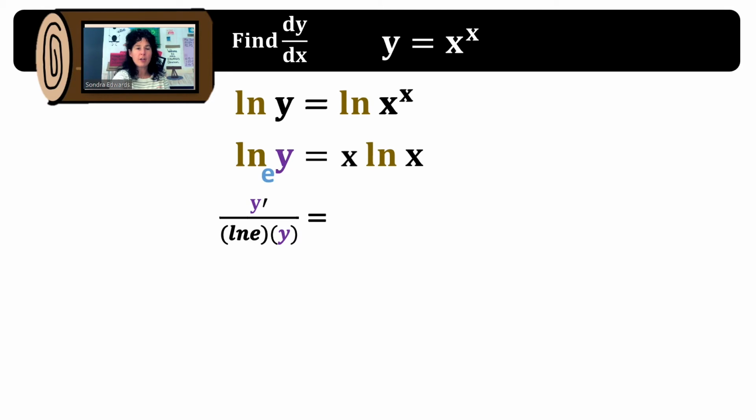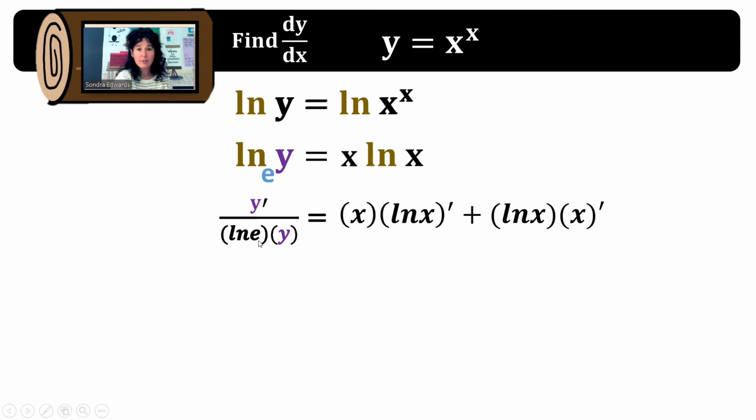Okay, then moving on there to the right-hand side, I'm taking the derivative of both sides, and we have x multiplied by the natural log of x. We'll need to use the product rule. So I have x times ln x prime plus ln x times x prime. Then let's go ahead and do a little bit of simplifying maybe. The ln of e is just equal to 1.